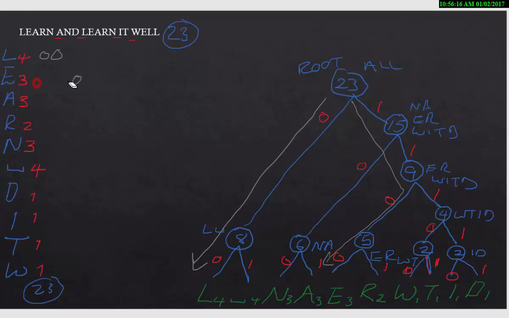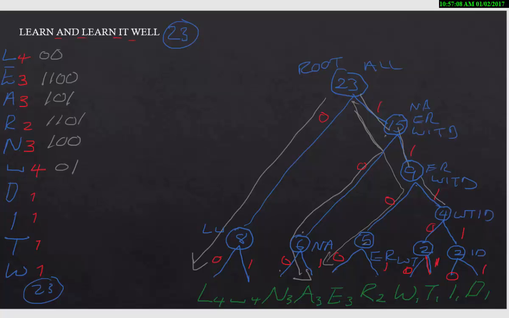Let's tidy that up a bit. 1100. A is going to be found here, so it's 101. Again, what I've done there is 101, and hopefully you get the point. So for R, it's 1101. For N, it is 100. So for a space, it's 01, and for D, it's 11111. So all of the ones.